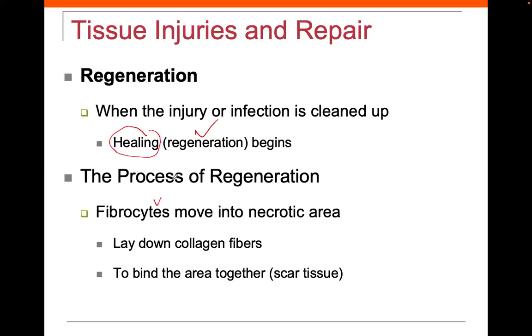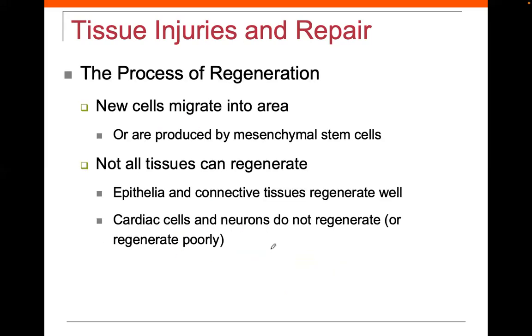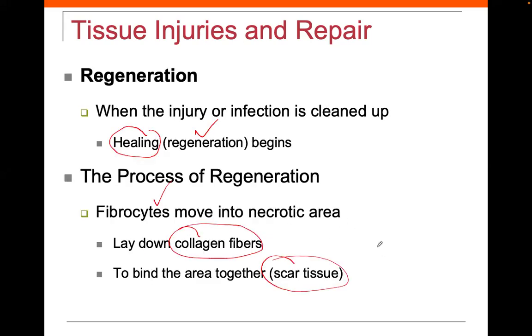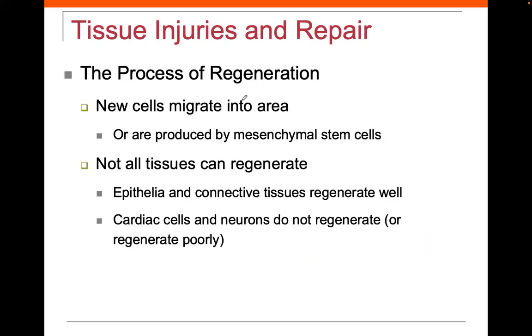That's when the fibrocytes move into that area that has the dead cells and tissues, and now they can lay down new collagen and new protein, and they can bind that area together, especially if it's in the skin, and that's what you call the scar tissue that forms. Now, some people have an excessive amount of scar tissue that forms and becomes prominent. We call that a keloid. New cells can migrate into that area for regeneration, but not all cells can regenerate, right?